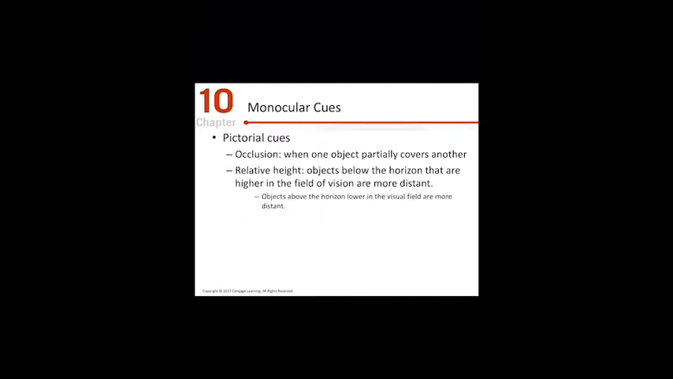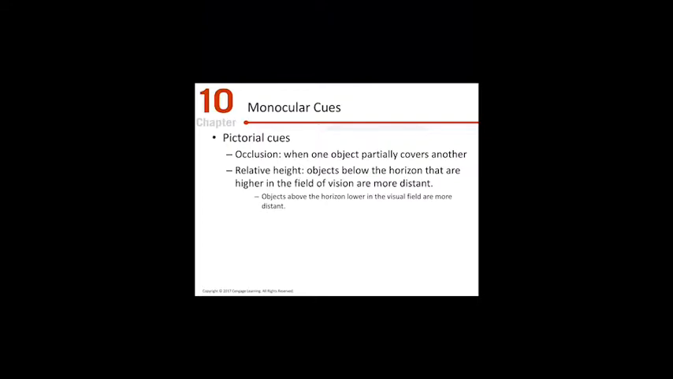So looking at occlusion, we talked about that. When one object partially covers another, that gives us depth, but it doesn't give us much on distance. Relative height, as I explained before: objects below the horizon that are higher in the field of vision are more distant, and objects above the horizon that are lower in the visual field are more distant.